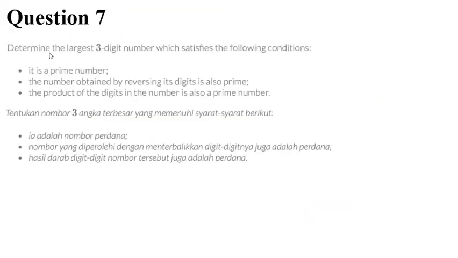Question number 7. Determine the largest 3-digit number which satisfies the following conditions. It is a prime number. The number obtained by reversing its digits is also prime. The product of the digits of the number is also a prime number. So let's focus at first on the third condition. The product of the digits is also a prime.